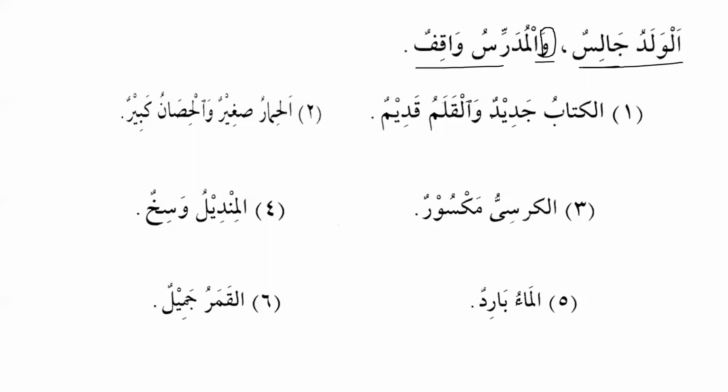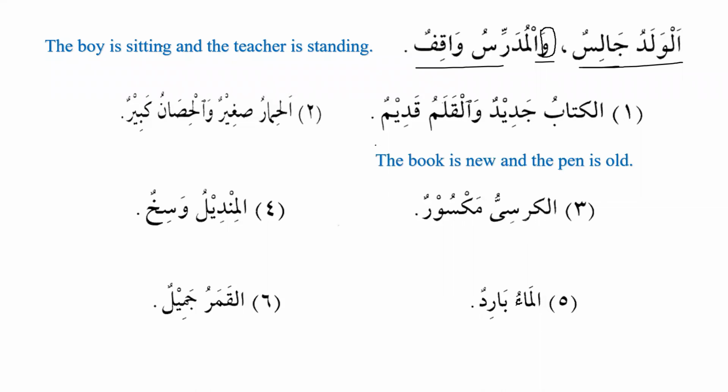Excellent, yeah. Similarly, we have al-kitabu jadidun wal-qalamu qadimun. The book is new and the pen is old. Al-himaru saghirun wal-hisanu kabirun. The donkey is small and the horse is big. So please refer to the vocab. It's very, very important. It will help us a lot to try to memorize all these new words.